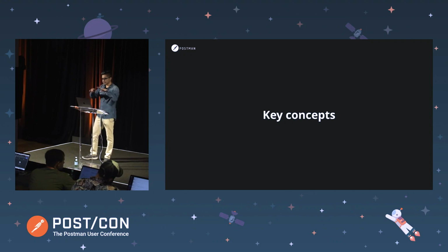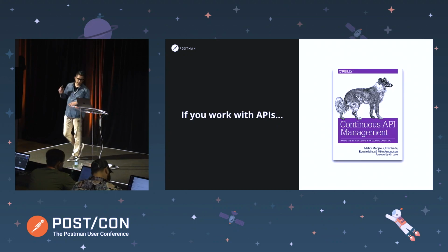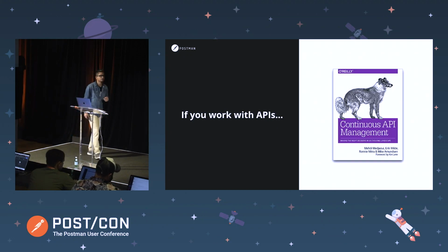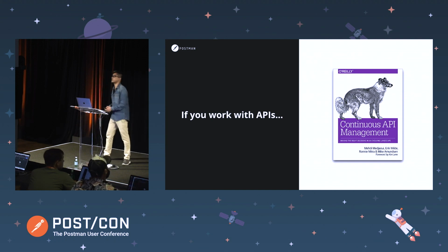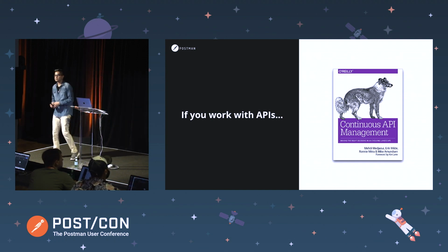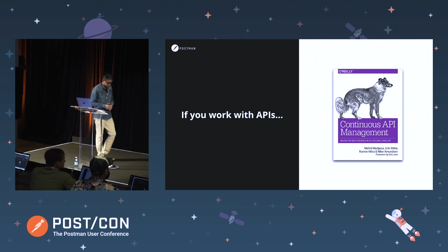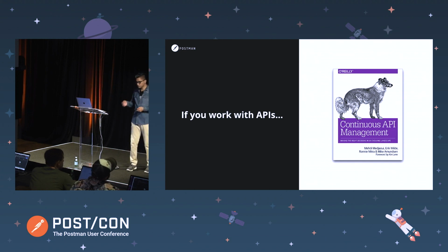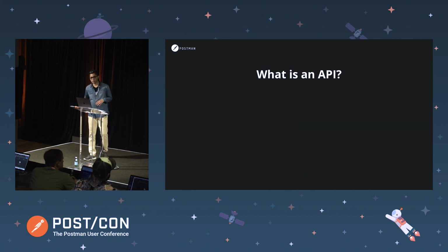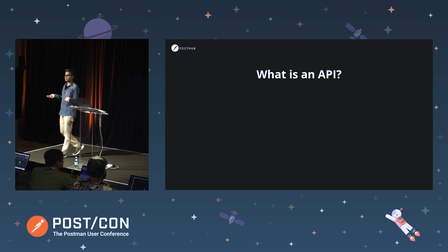We have a lot of people talking tomorrow around the different importances of all the stages of the API lifecycle. So probably come back tomorrow again for those parts. I'm just covering this at a high level. If you work with APIs, this is one book I really, really recommend, and it's probably one of the most well-written things in this landscape. It's called Continuous API Management. One of the things that I learned personally from this book is what an API is.